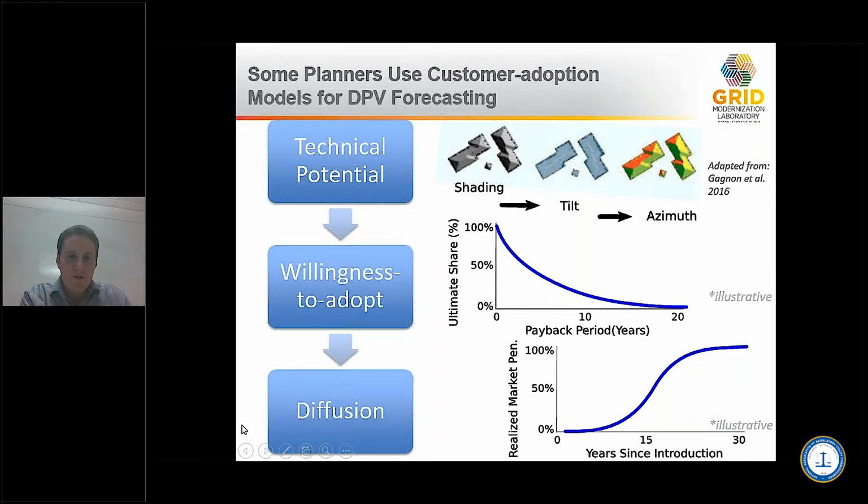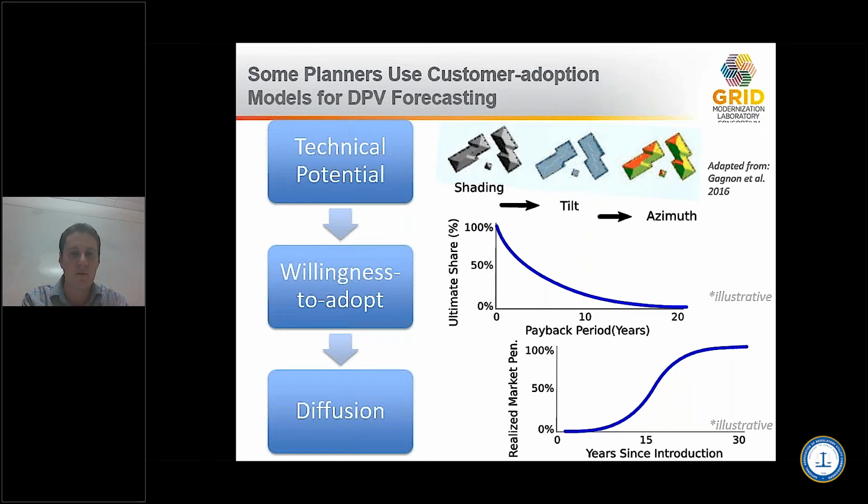So some planners use customer adoption models, though by no means all, but they basically follow a very similar sequence of steps. So first, the planner attempts to understand what is the technical potential of this resource, rooftop solar in this case. What are the total number of buildings or roofs? What is their average area, and so forth.